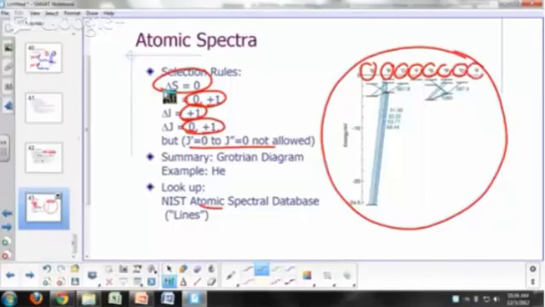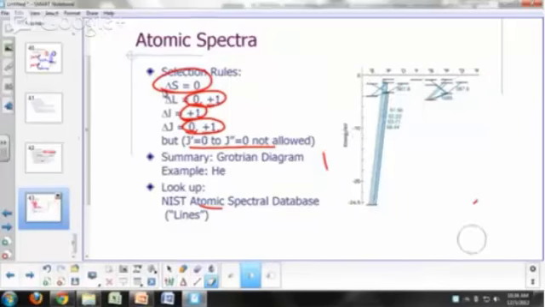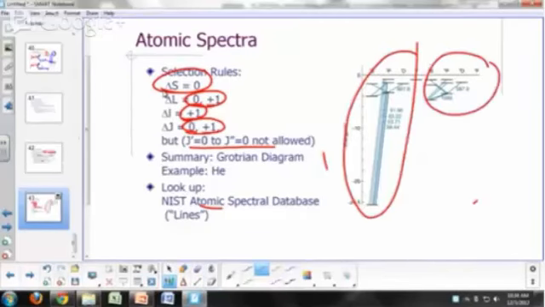You have all your singlets here in one column, right next to each other. You'll notice you can only have transitions from singlets to singlets, triplets to triplets. So delta S must be equal to 0. When you lay out your Grotrian diagram, you put your singlets side by side, because you don't expect triplets and singlets to cross. Transitions between singlets and triplets are not allowed.